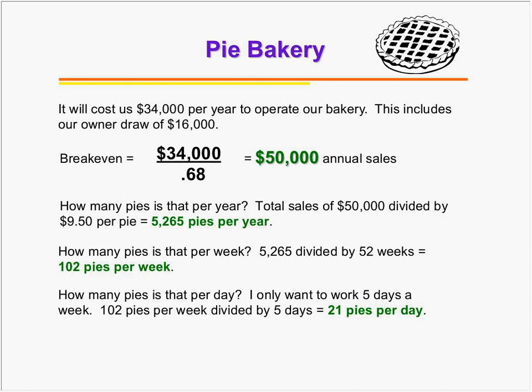So you start breaking it down. How many pies is that a week? How many pies is that in a day? You break it down: 102 pies per week divided by 5 days equals 21 pies per day. Now, that's a lot of pies.